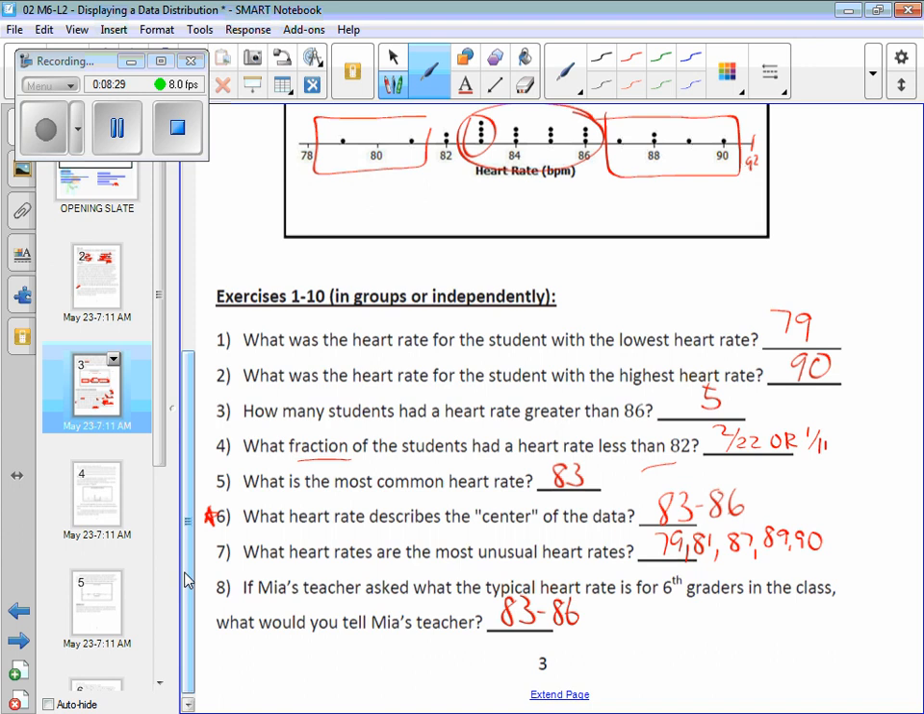And now you get to make your own dot plot. Nope, not yet. It's coming. Okay.